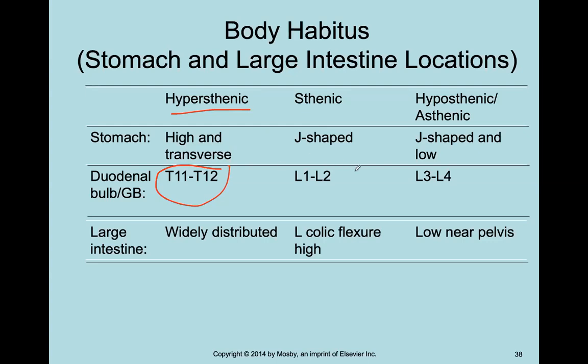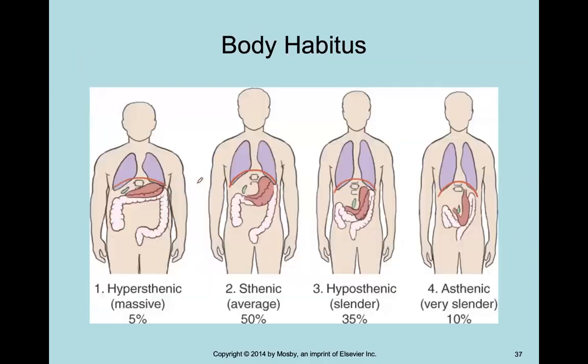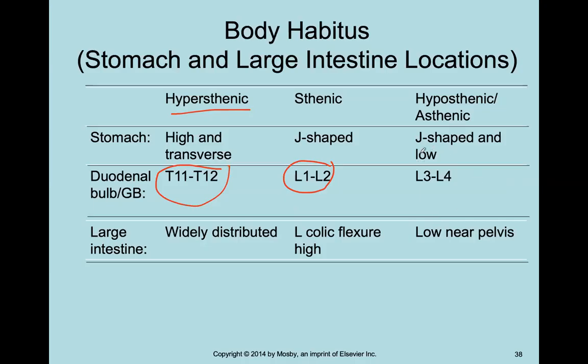Okay. So sthenic, I would just probably remember sthenic is L1, L2, okay, that's average. Hypersthenic, remember, is going to be higher because the stomach is higher. And then asthenic and hyposthenic all the way to L3, L4. Okay, so very close to that iliac crest. So make sure to know these. Okay, body habitus and duodenal bulb and gallbladder.